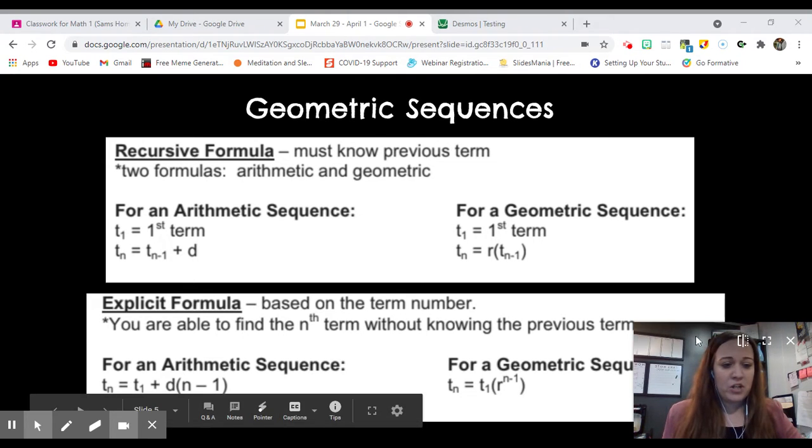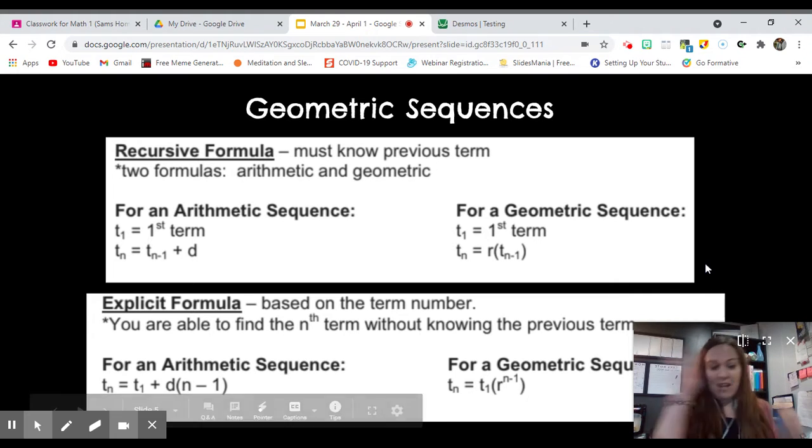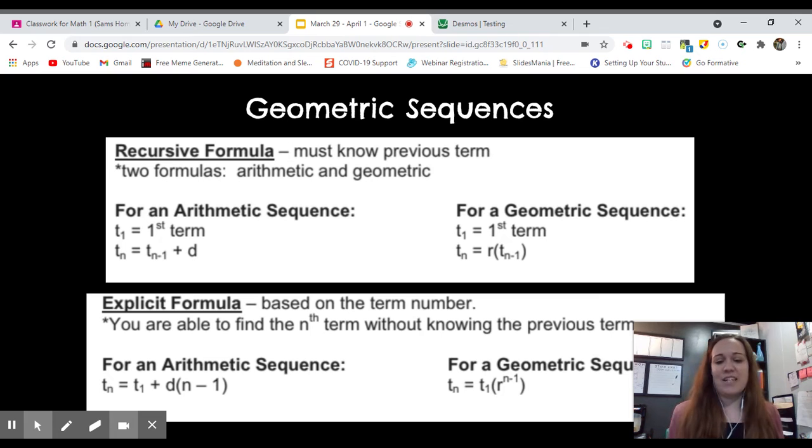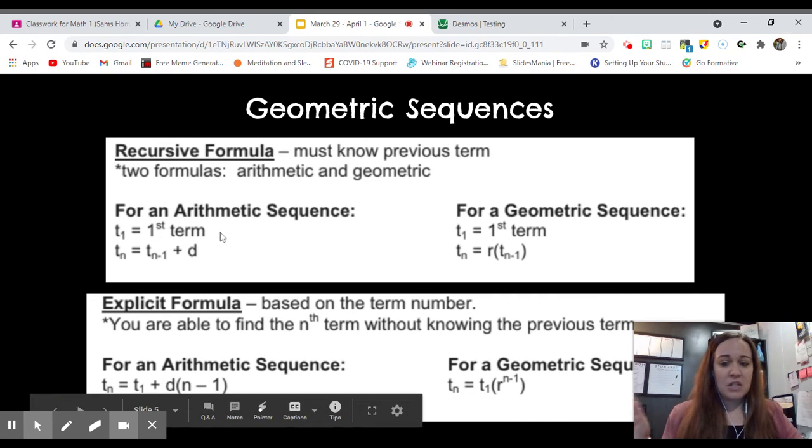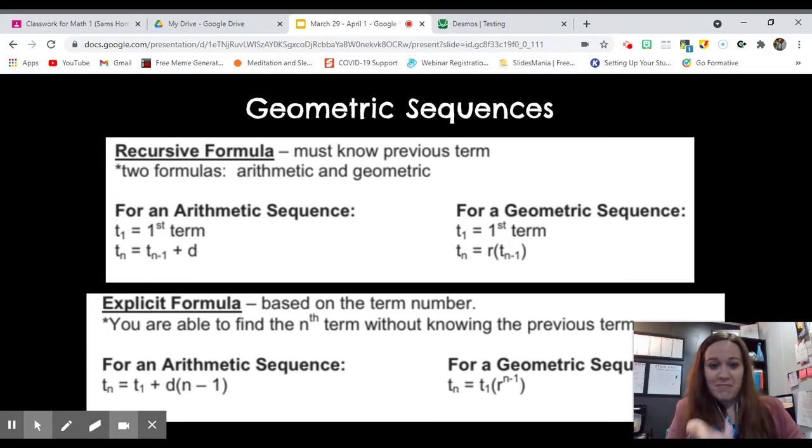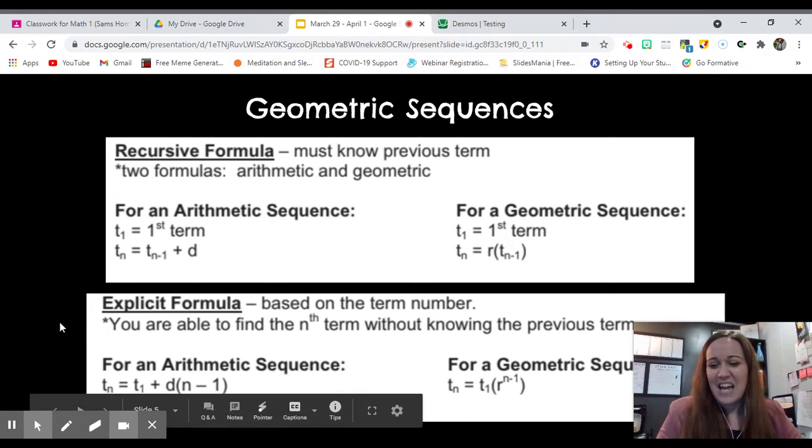The bottom one says, for a geometric sequence, which is what we're focusing on today. Anytime that you need the particular sequences, you can refer back to this Google Slides presentation. On slide number 5, you will find the recursive and explicit. If you're watching this and you're not in my Math 1 class, here are the explicit formulas for geometric sequences.